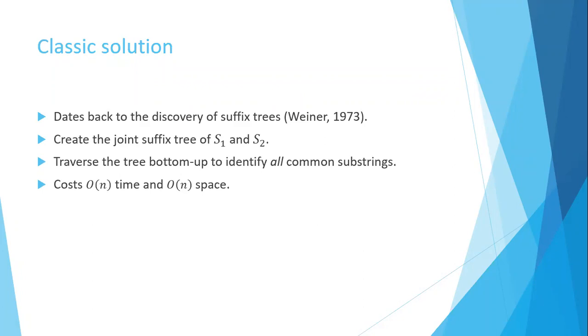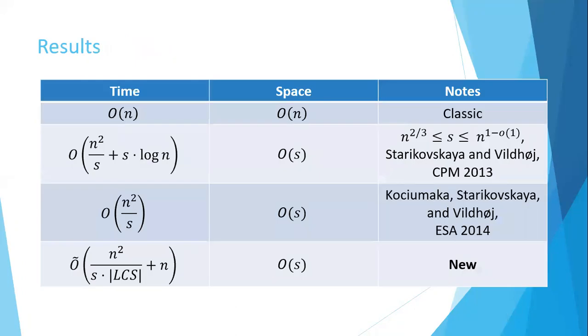So why do we care about this old problem? The idea is that order of n space might be too large, and we would like to restrict it. So looking at some previous works, in addition to the strings, we also get a parameter s, which restricts the space usage.